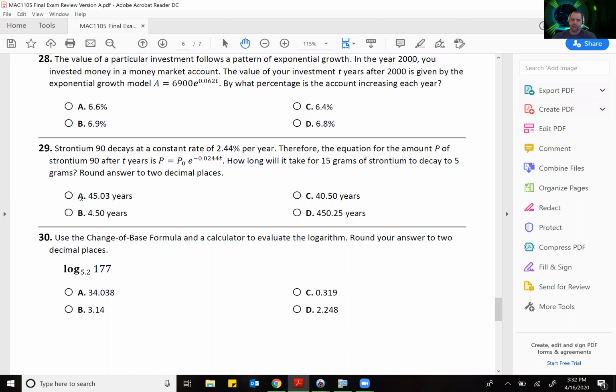All you've got to do is put in log base 5.2 of 177 in the calculator. It says round to 2 decimal places. If we're rounding to 2 decimal places, you already know the answer has to be B, because that's the only one rounded to 2 decimal places. But let's double check that 3.14 and make sure that our answer actually exists.